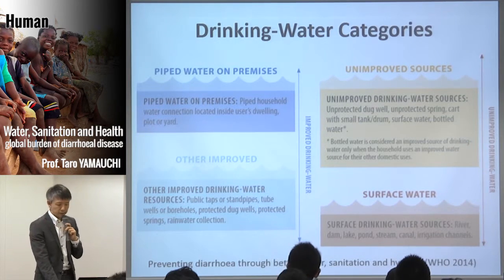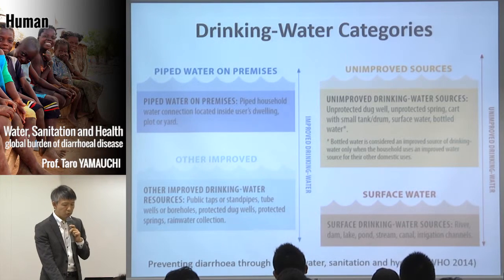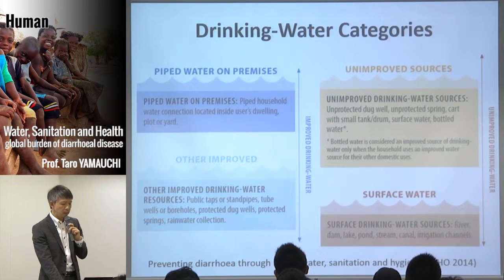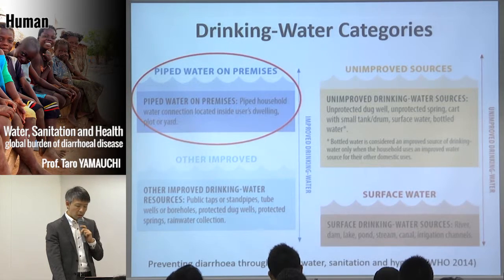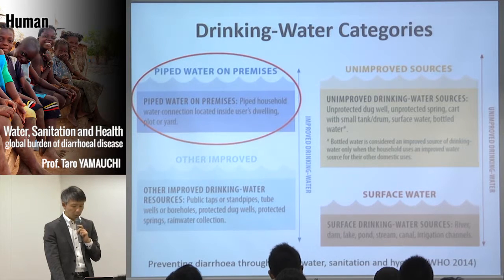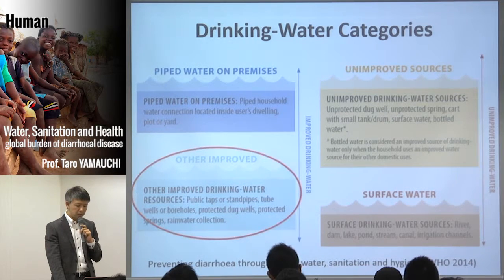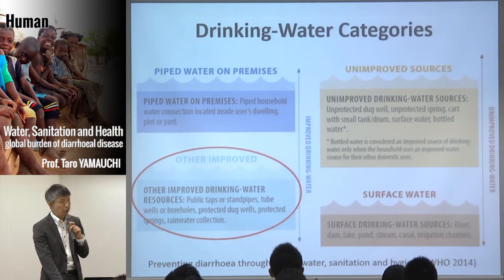Drinking water categories. As shown in this figure, households were classified as using either improved sources on the left or unimproved sources on the right. The improved category was further subdivided into a piped on-premises category or an other improved category that included public taps, standpipes, tube wells or boreholes, protected dug wells, springs, and rainwater collection.